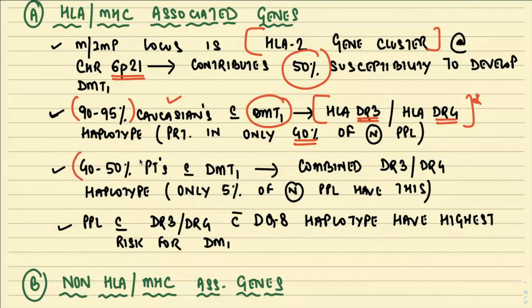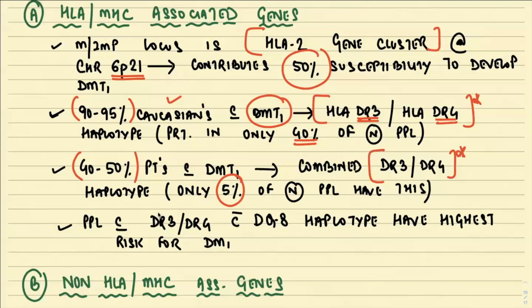Similarly, 40 to 50% of patients with type 1 diabetes mellitus have the combined DR3, DR4 haplotype. That means they have both the haplotypes together. Now this combined haplotype is present in just 5% of the normal population. So this combined haplotype is again not normal.